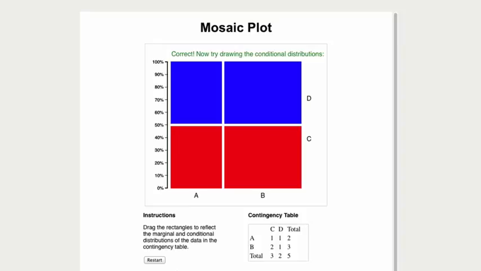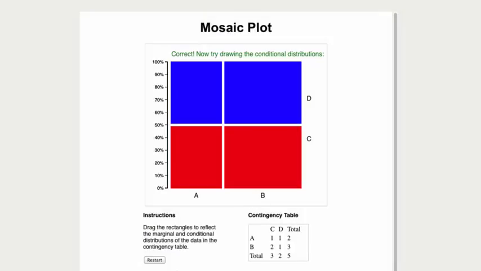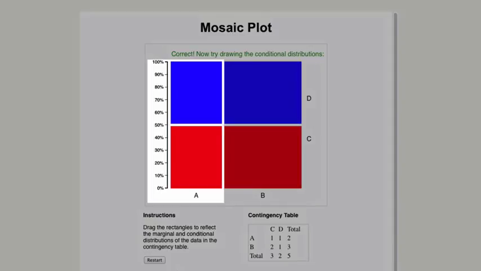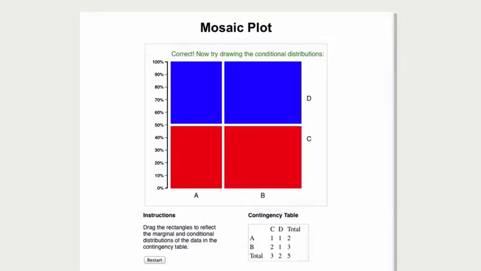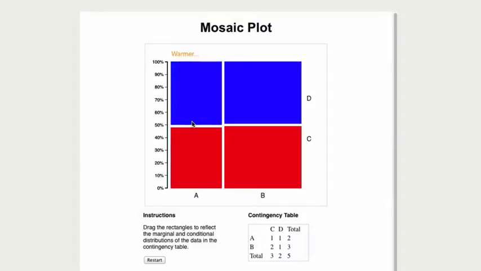Okay. Now we need to drag the plot to represent the conditional distribution of C and D, conditional on A and B. Let's take a look at the distribution of C and D conditional on A first. We see that out of 2 units in category A, 1 is in category C and the other is in category D. The heights of these 2 rectangles represent the conditional distribution of C and D given A. We need to drag the plot so that 50% of the height is given to C and 50% of the height is given to D. Good.